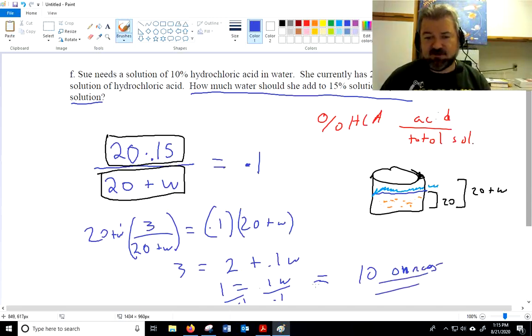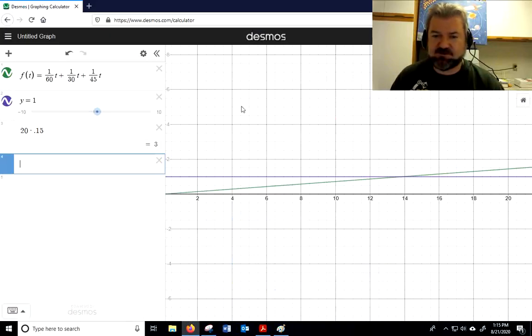All right, and we could solve that with a graph as well. We could plot this function here and solve for when it equals 0.1, just like we did before. I'll let you try that. But let's double check our work. This is a good one to double check. So I'm going to use the Desmos to double check. So what I'm saying right now is that this, okay, stop.